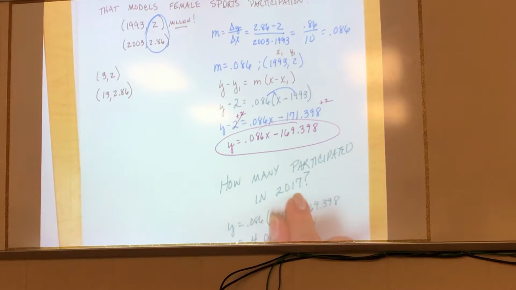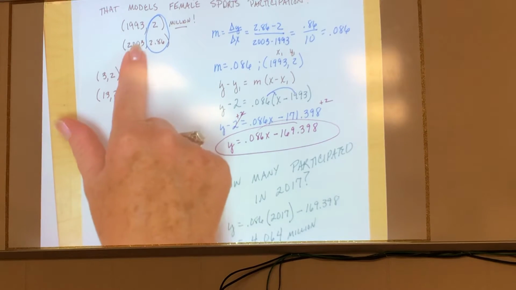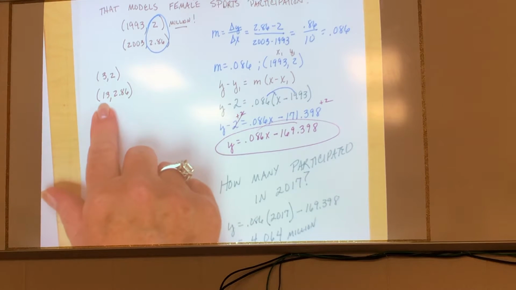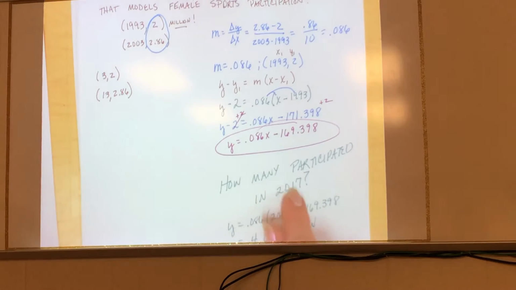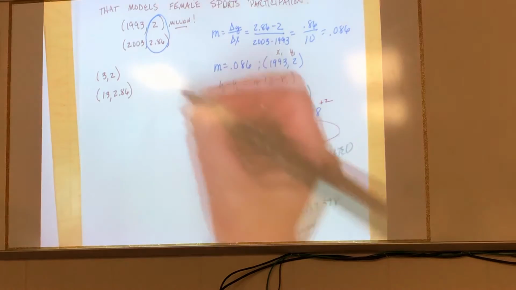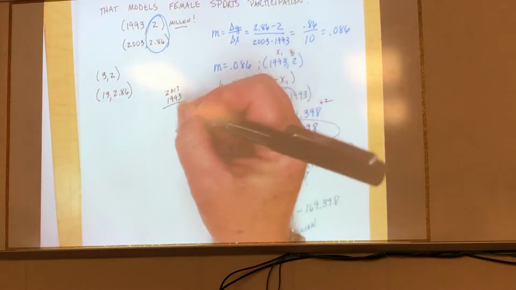what would you plug in for 2017? What do you need to find out? What did you find out here? They're 10 years apart. And what did you do with that 10? You added it to that 3. Do you agree with me? So you have to find out how many years there are between 1993 and 2017. You're just going to go 2017 and 1993. How many years went by?